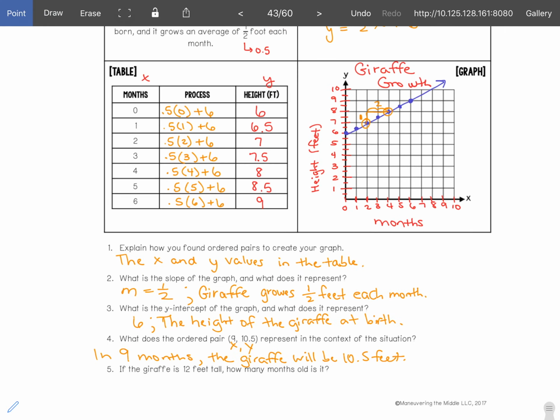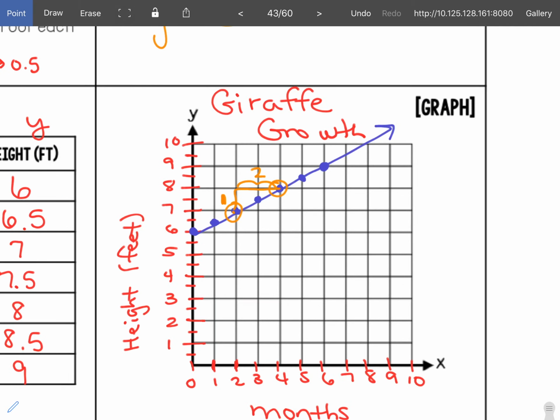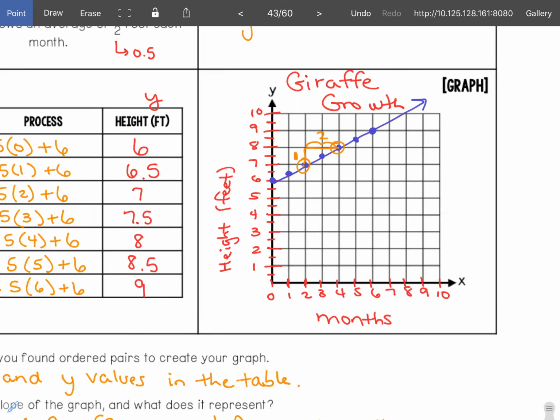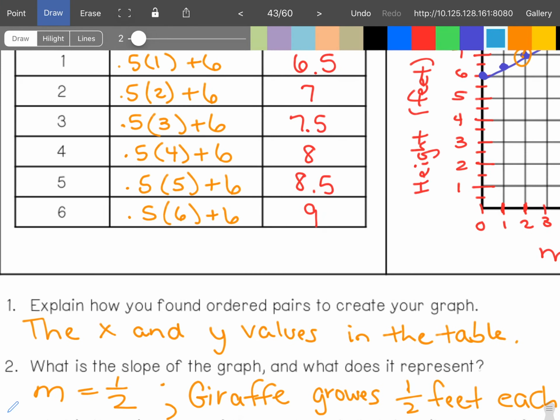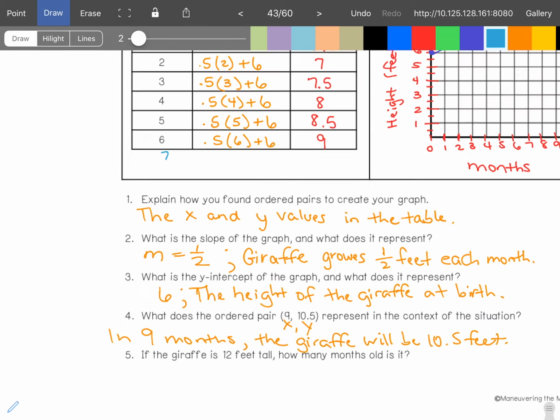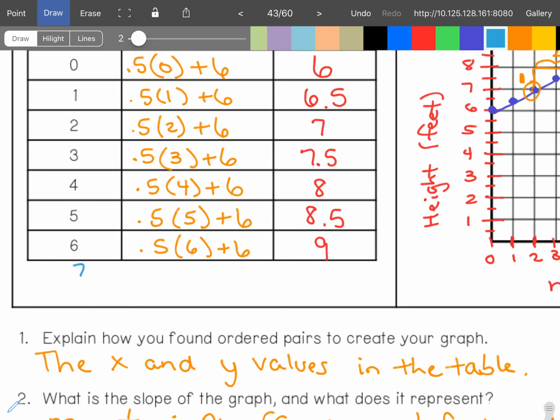If the giraffe is 12 feet tall, how many months old is it? So if you go up here, you can look, here's the height. We didn't come all the way up to 12, but if you look at what's happening, we stopped at 6 months, the giraffe was 9 feet tall, and if you continue to follow that pattern, or if you wanted to come over here and extend, so we're looking for when it's 12 feet tall, right?